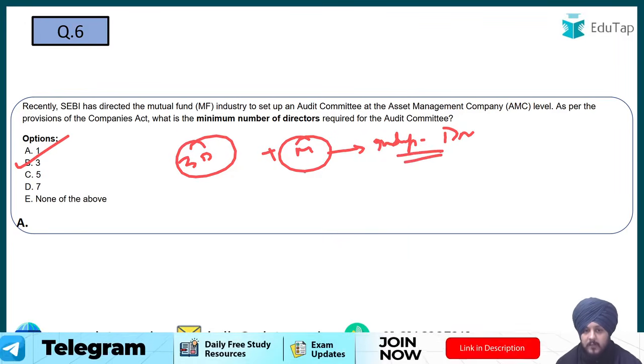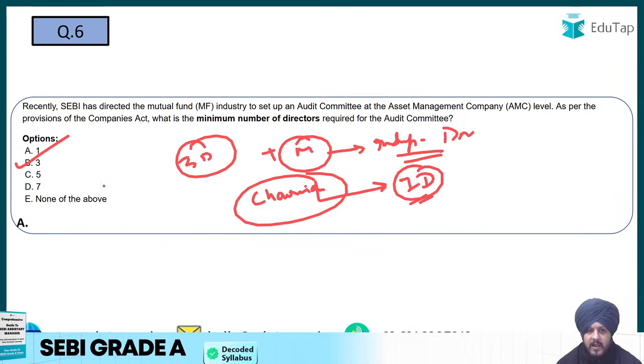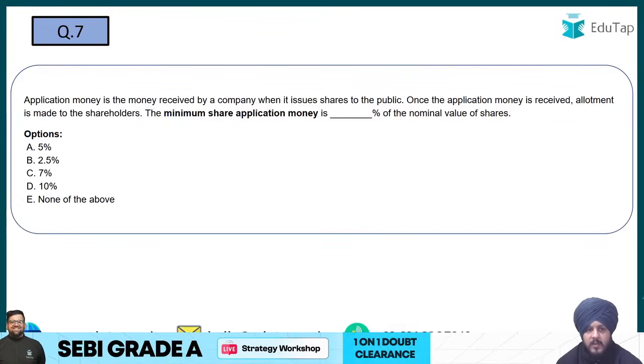And apart from that, if you talk about the chairman of the audit committee, this is also a very important provision. The chairman of the audit committee must also be an independent director only. So these are the important facts regarding this section, and B is going to be the correct answer, which is a minimum of 3 directors shall be there. Now moving on to question number 7.